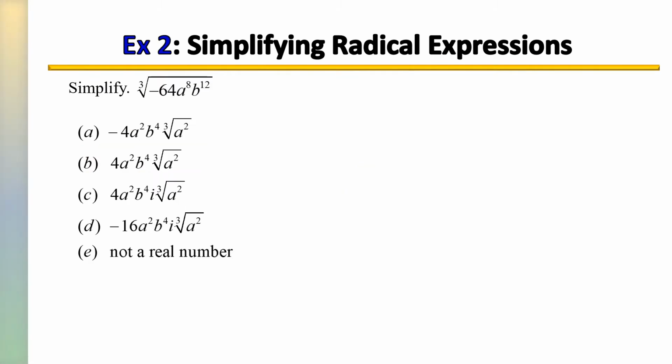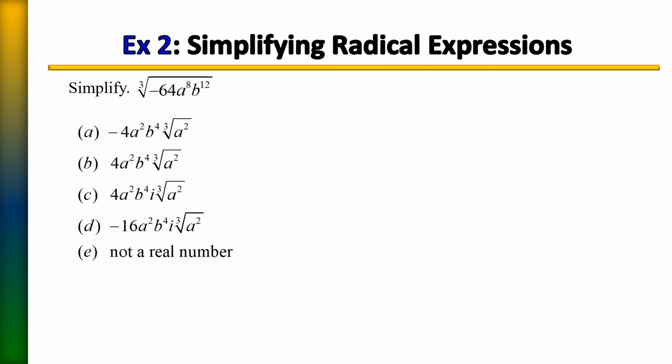In this example, we're going to simplify a radical expression. We're asked to simplify the cube root of -64, a to the 8th power, b to the 12th power. So the first thing we want to look at is the coefficient under the radical. We have -64. Is -64 a perfect cube? If you said yes, that is correct. So the answer choice of E can be eliminated because this will result in a real number.